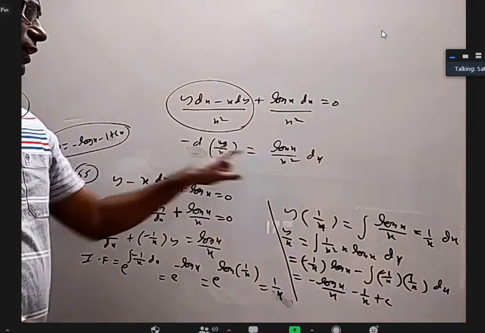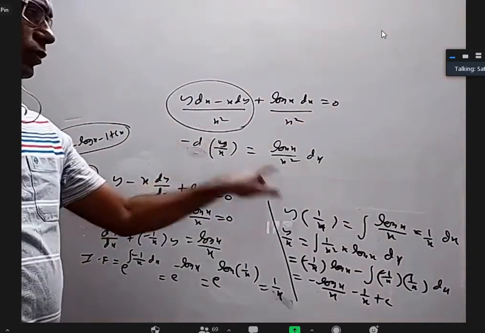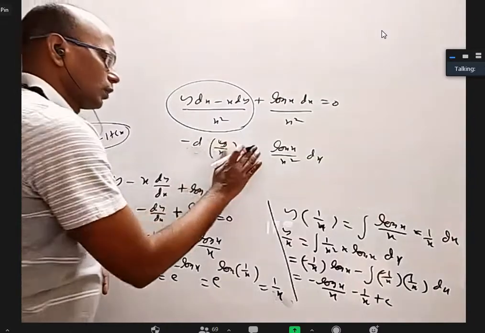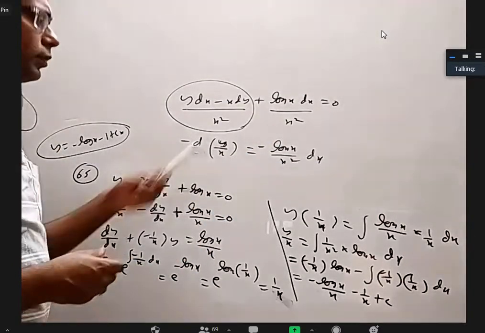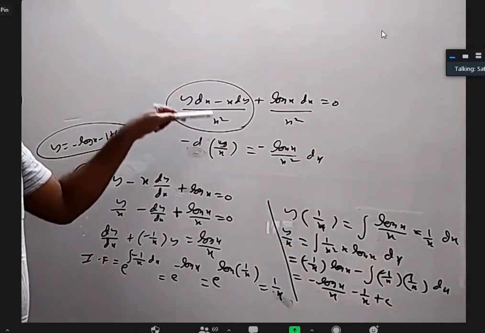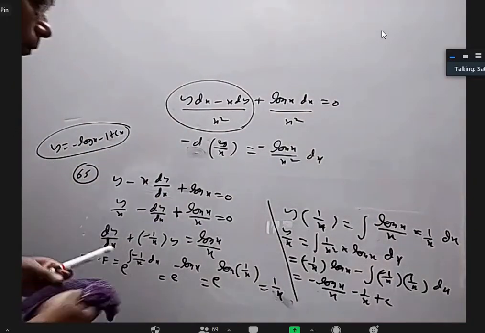Now when we integrate, differentiation will cancel. We'll get y by x. This minus will go here. This is minus anyway, so we'll get it. Okay, so this kind of technique we'll be using at the end.